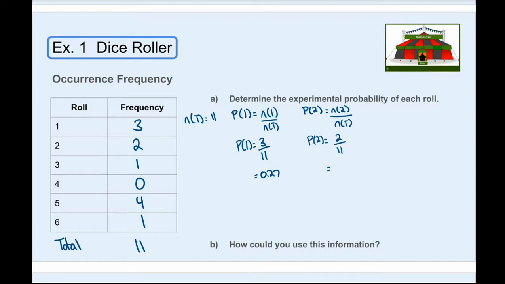And as a decimal, we get 0.18, or 18%. And again, we can do this for all of them. So 3 would be 1 over 11.